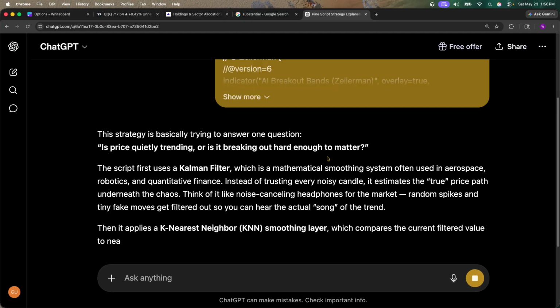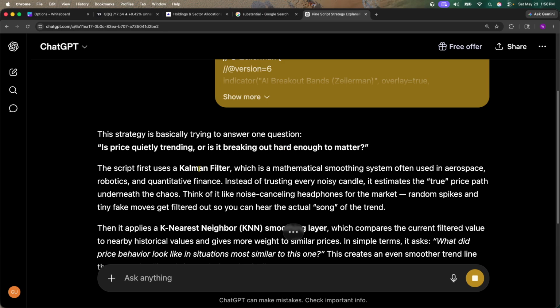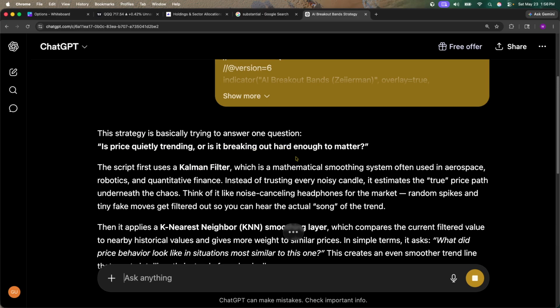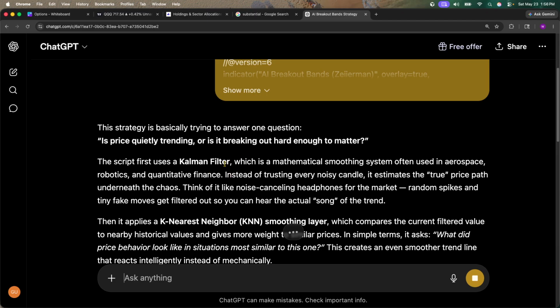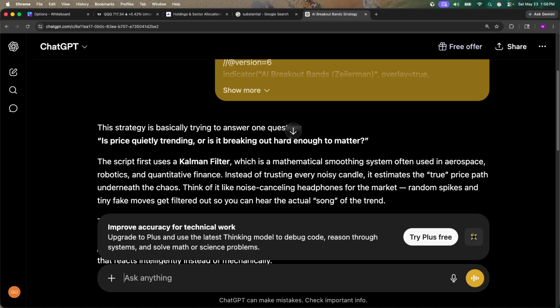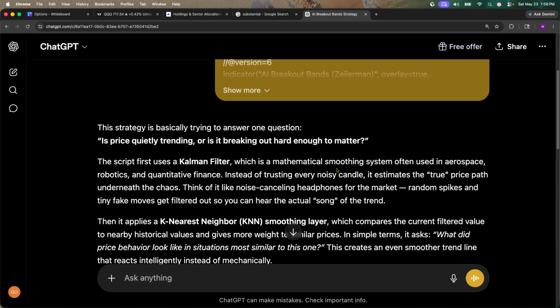So this strategy is basically trying to answer one question. Is the price quietly trading, or is it breaking out hard enough to matter? This script first uses the Kalman filter, which is a mathematical smoothing system often used in aerospace. That's cool. Aerospace, robotics, and quantitative finance.